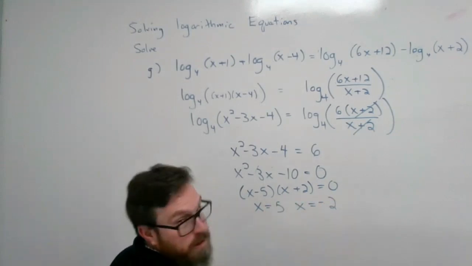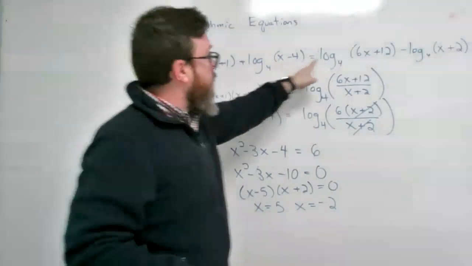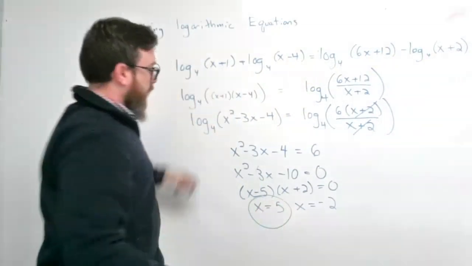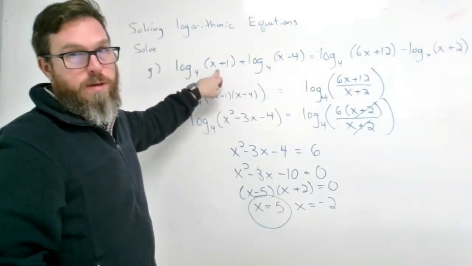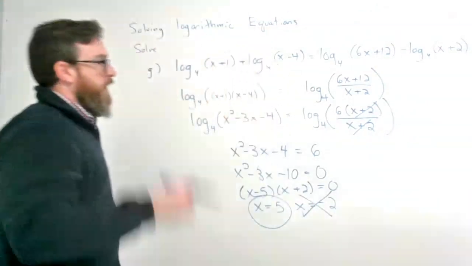And then we have to double check to see if the arguments are positive. So 5 works here, 5 works here, works here, and works here. So 5 is a solution. Negative 2 doesn't work for this one. This will be an argument of negative 1. So that means that is not a solution. So 5 is our only solution.